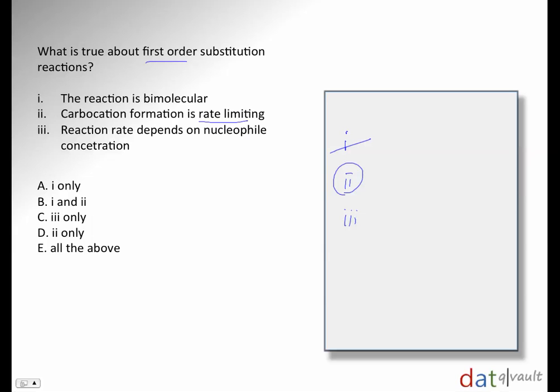Alright, so the third choice is the reaction depends on nucleophile concentration. Since the reaction is first order and is unimolecular, the concentration of the nucleophile does not matter whatsoever. Only the concentration of the substrate matters. So answer 3 is going to be false. So 2 is our only correct answer in this question.